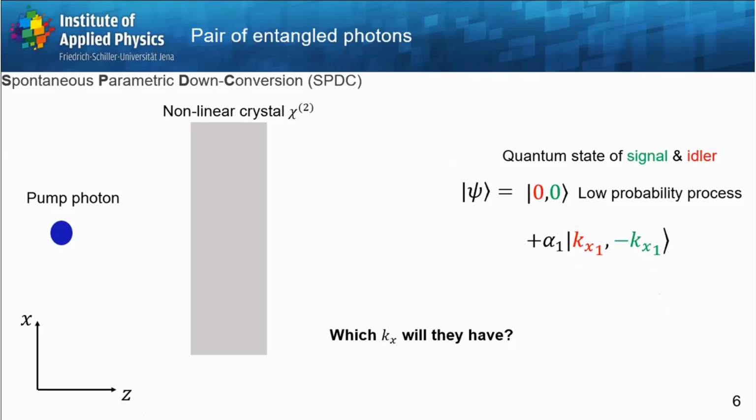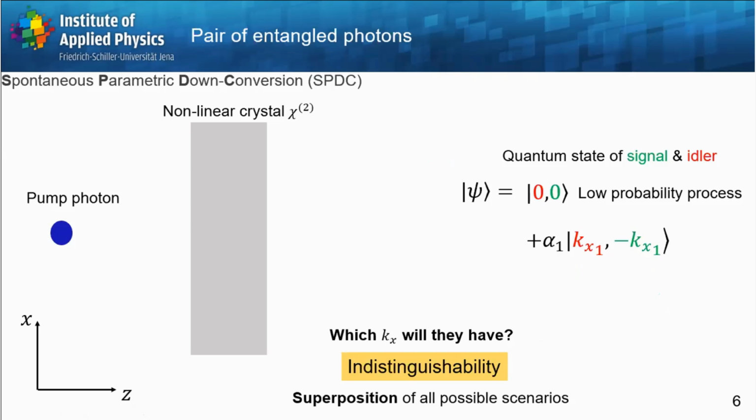But since this is a probabilistic process, we don't know which Kx the photon pair will have after this happens. So we have, again, indistinguishability, as I mentioned before. That's why we can write the quantum state of the signal and idler as a superposition, basically a sum of all these possible scenarios in these kets that I'm showing you here. Another possibility is that they can also go straight, also conserving momentum, and so on. There are many K components that could go there.